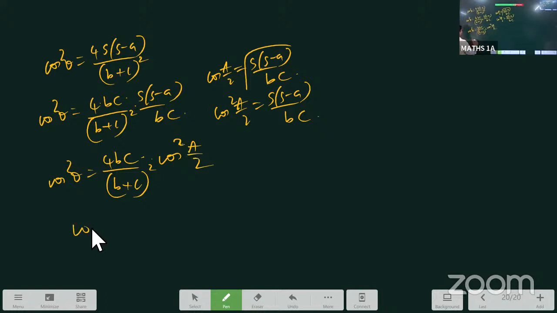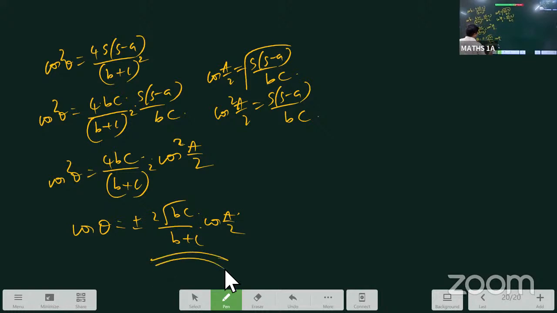Now I'm going to write as cos theta. That is cos theta equal to plus or minus root 4, which is 2. This is root bc. Is it clear? By b plus c. This is cos A by 2. So very, very important for 4 marks, and this is asked so many times.